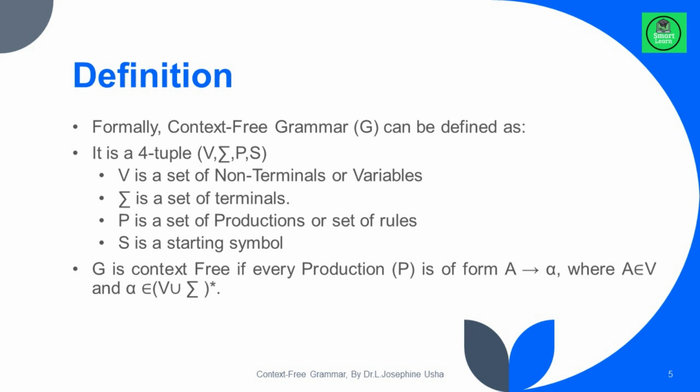Each production is of the format A tends to alpha, where A is an element of the set of variables. It may be any variable, and alpha is a string of variables as well as terminals, a mixture of both, with 0 or more terminals. So this is the definition of context-free grammar, the way we can formally define it.